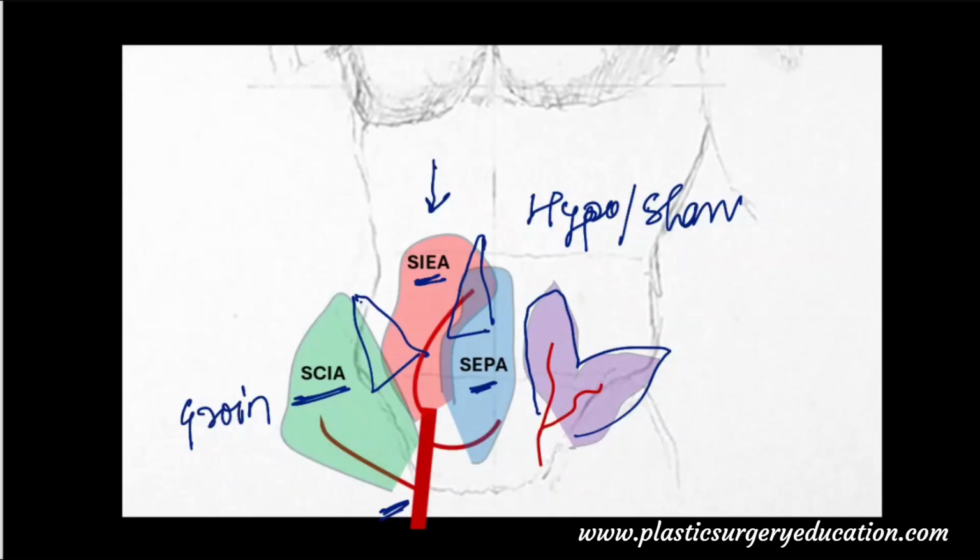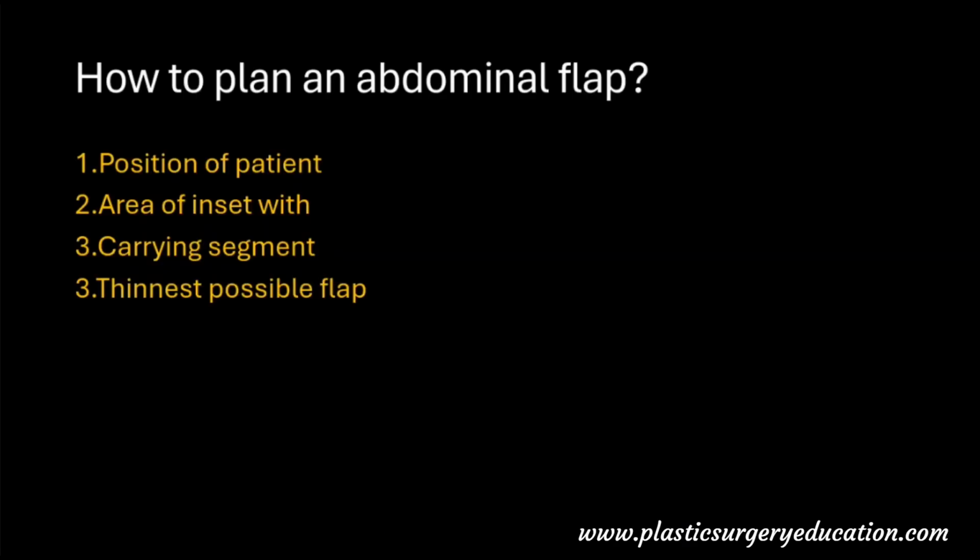So which flap can be designed? So these are all axial pattern flaps. Now coming to the most important question which we encounter in clinical practice: how to plan an abdominal flap? Do we plan a superiorly based flap? Do we plan an inferiorly based flap? Or do we plan a groin flap?